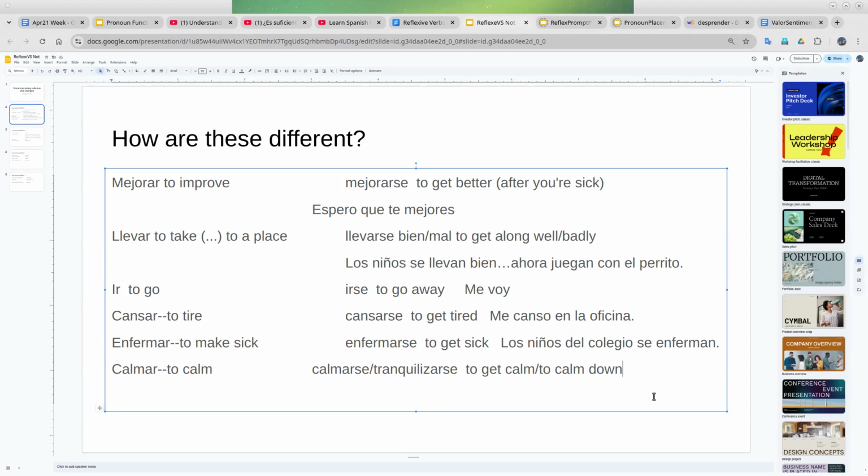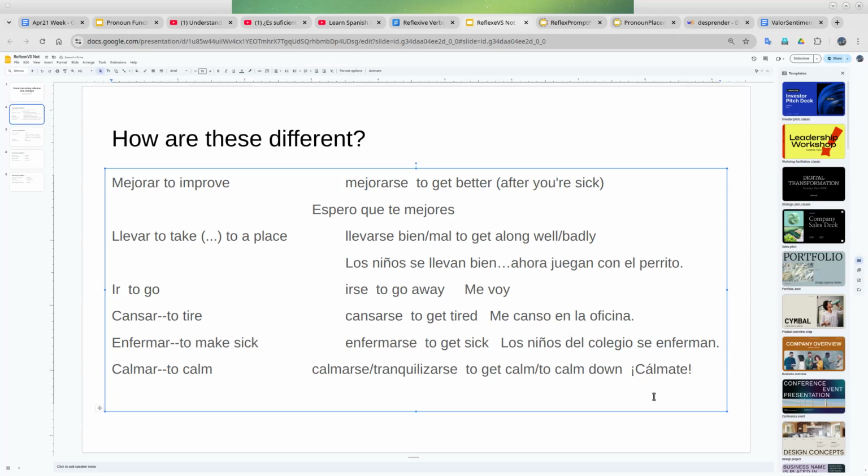So if you are telling somebody to calm down, you often do this as a command, don't you? And as a command, it will sound a little bit different than as a statement of fact. Everything else you have on this slide is a statement of fact. Los niños del colegio se enferman. They get sick. Me canso. I get tired out. Me canso en la oficina. But here it's a command, so we'll have a little bit of a different form here. Cálmate.